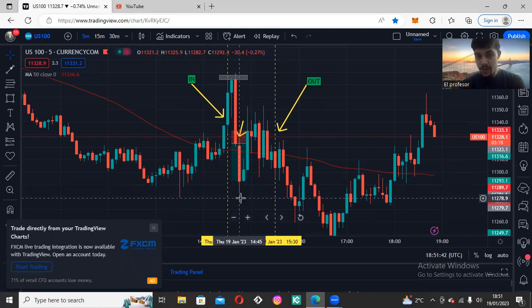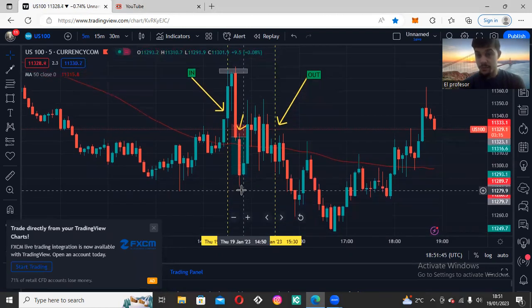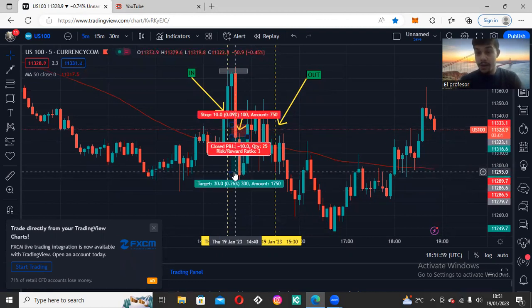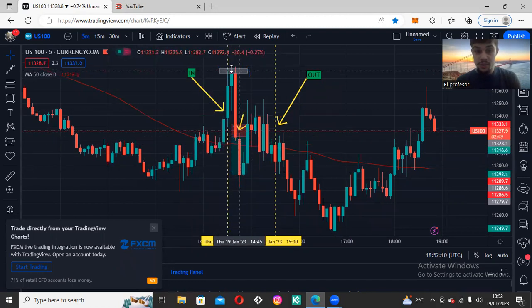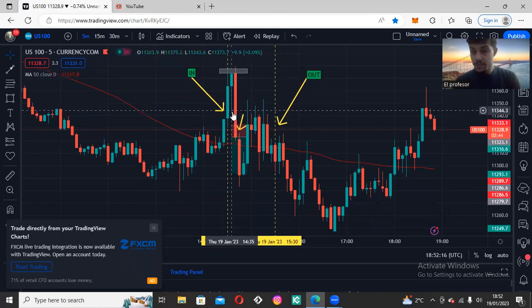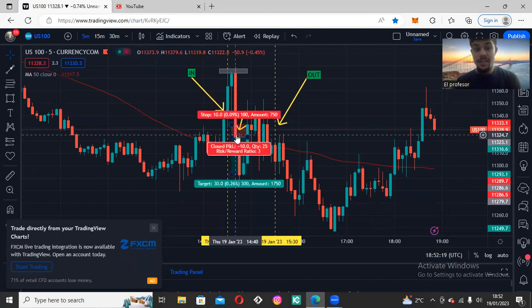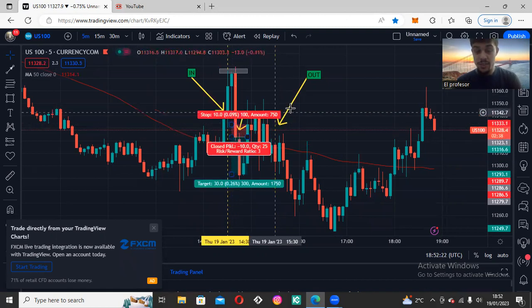So at this point, I would make 3,000 if I trade with a lot size of 100. So 30 points is 3,000 in one trade, in one candle. But this is a very high probability. We have a very strong resistance level right here. We have a strong body, and the price breaks the low and the body closes below, which is very, very interesting.